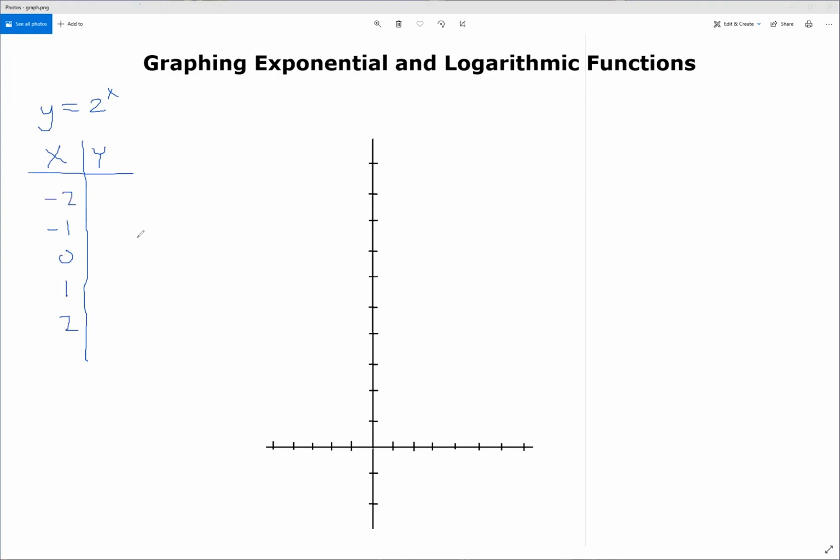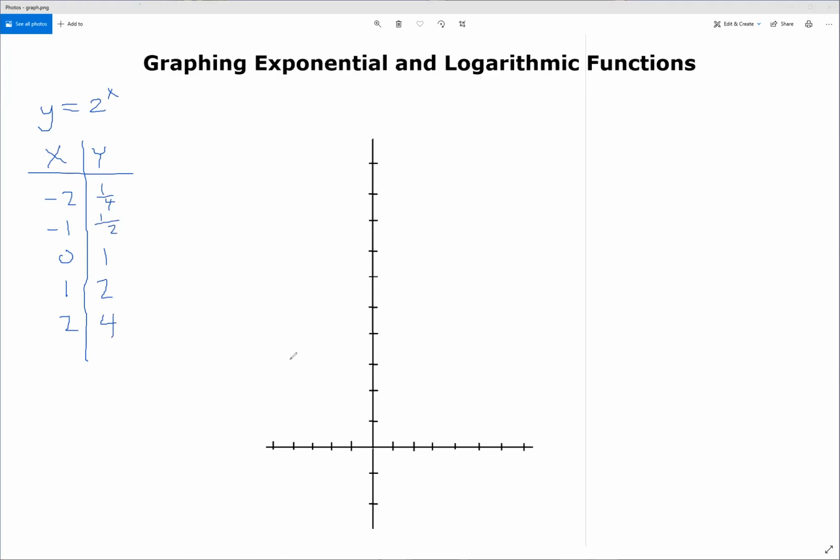So let's think about this. 2 to the 0. What is 2 to the 0? Any number to the 0 power is 1. 2 to the first power is 2. 2 to the second power is 4. And then when we do negative exponents, it means 1 over. So 1 over 2 and 1 over 4.